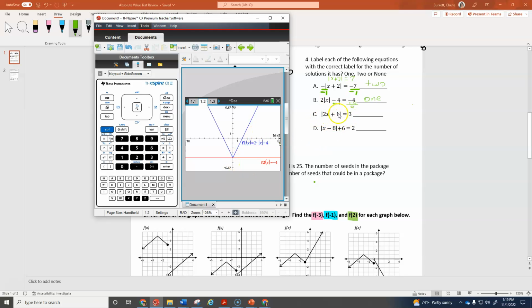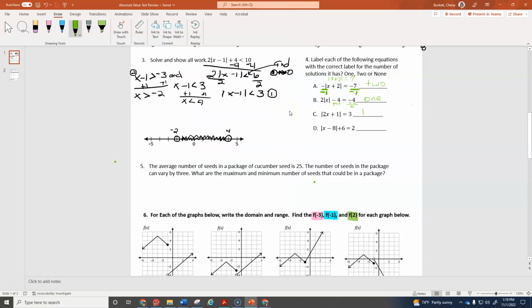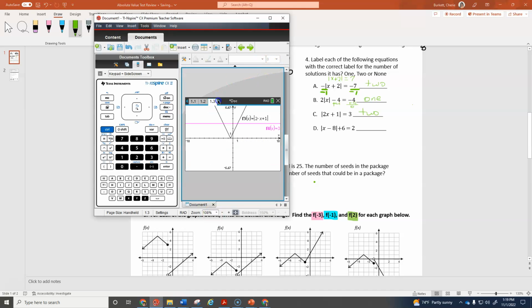This next one, the absolute value bar is already isolated, so it's set equal to a positive number. So you should know that this one's going to have 2 solutions, and I've already got it graphed right here, and you can see the 2 solutions right there where those 2 things intersect. Those are solutions right there.